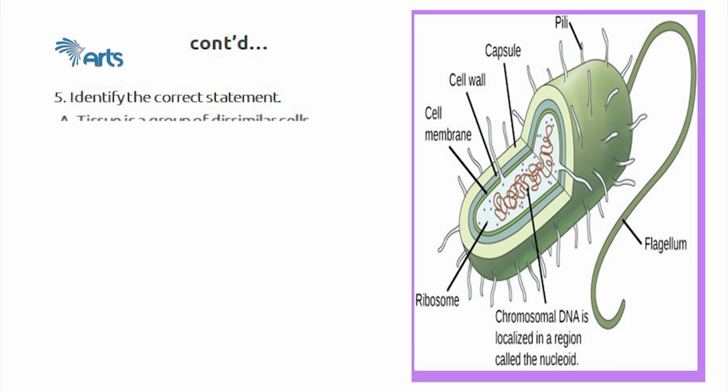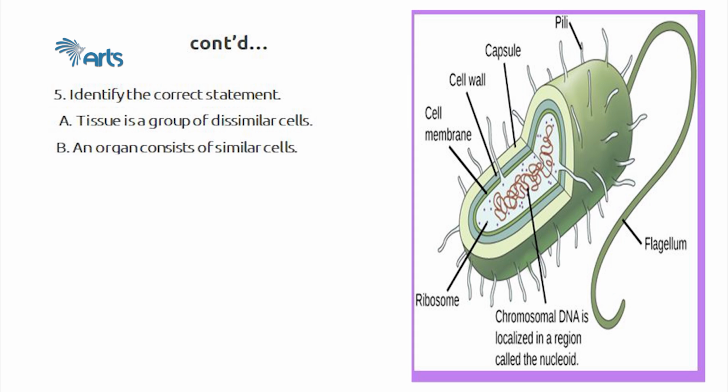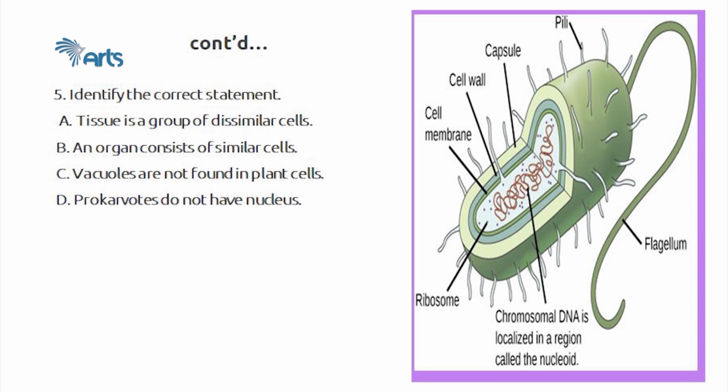Question number 5. Identify the correct statement. A. Tissue is a group of dissimilar cells. B. An organ consists of similar cells. C. Vacuoles are not found in plant cells. D. Prokaryotes do not have a nucleus. The answer for this question is D, prokaryotes do not have a nucleus.